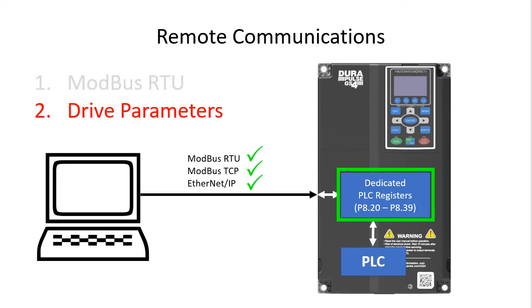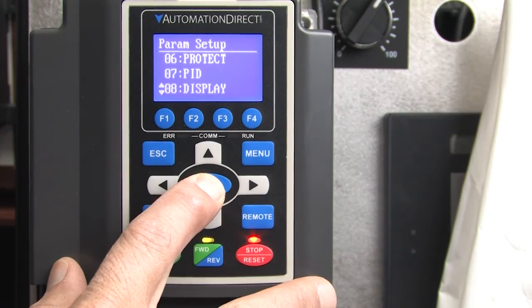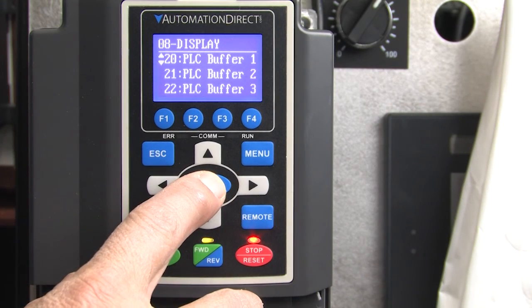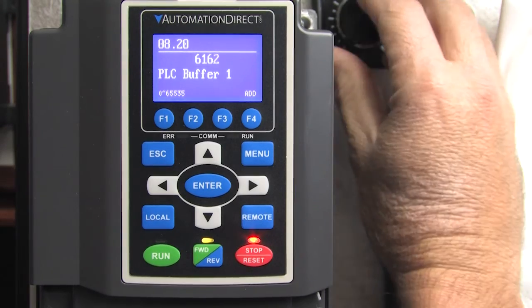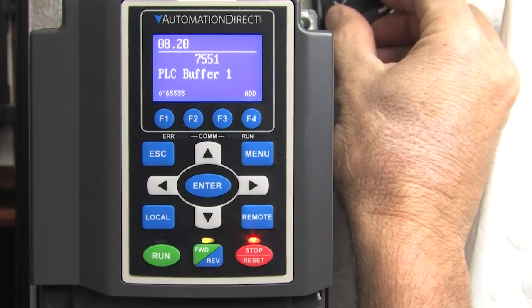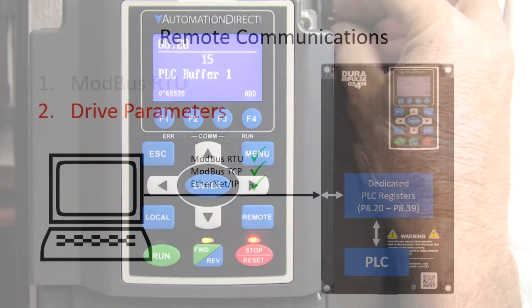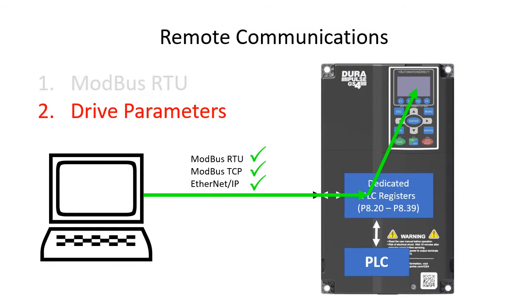And look at this. Since each of these buffer registers is just a drive parameter, you can see what's in each register right on the keypad. So this gives you a quick way to see what the PLC is doing, which makes debugging communications with your remote controller super easy. You can see what the remote controller is sending to the internal PLC and what the internal PLC is sending to the remote controller.